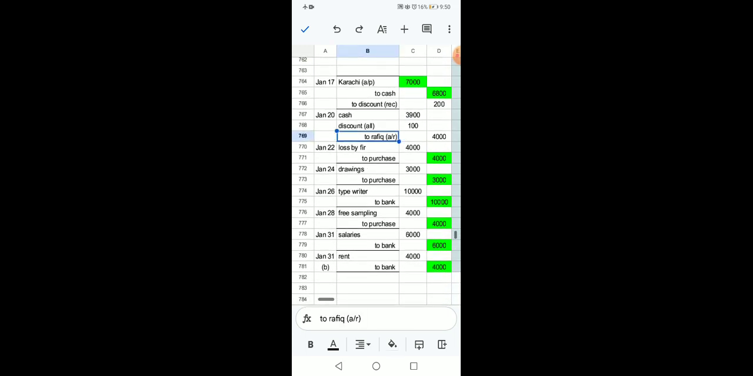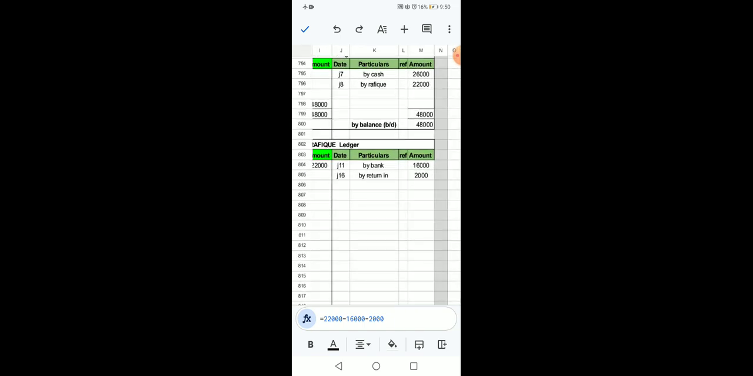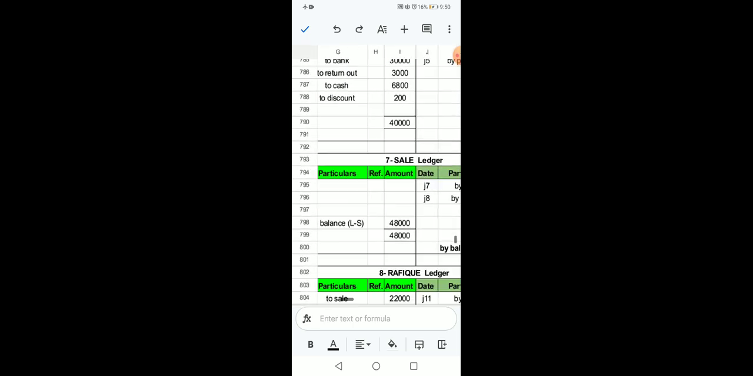Yes, we have seen Rafiq on January 20. It is credited by 4000, but there are two references. So again we will be dividing it into two parts. Actually we will credit Rafiq by 4000, but since it is divided into two parts, we will use two references. Rafiq credit 4000. So you will go to the credit side, Rafiq here, and will write two amounts for Rafiq, that is 3900 and 100.